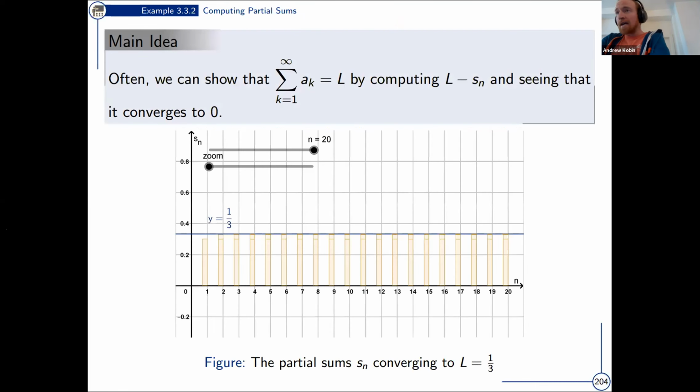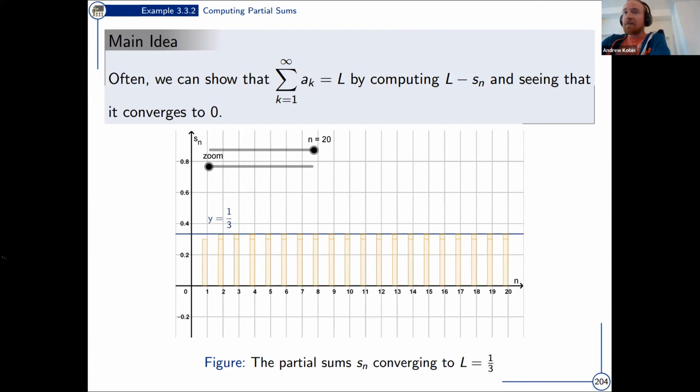By the way, if you go to the interactive version of these slides, you'll be able to see this slider that shows how the values of the partial sums get closer and closer to 1/3. So it's hard to see on this slide what exactly is going on, but I encourage you to go and play around with the sliders here.